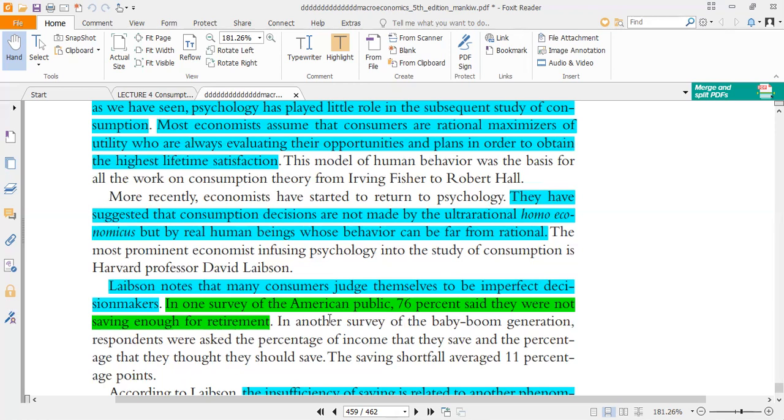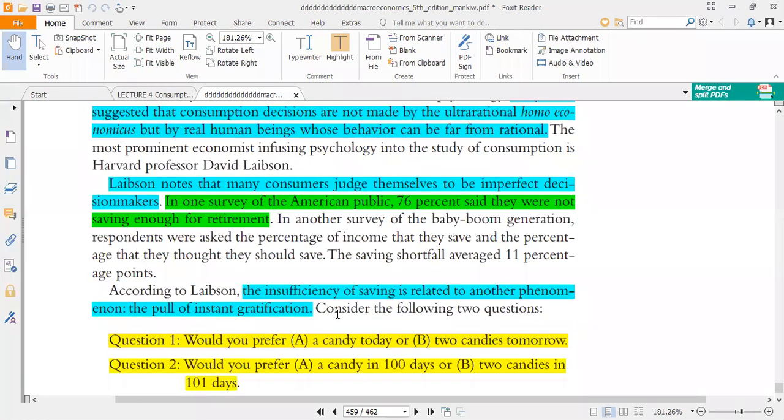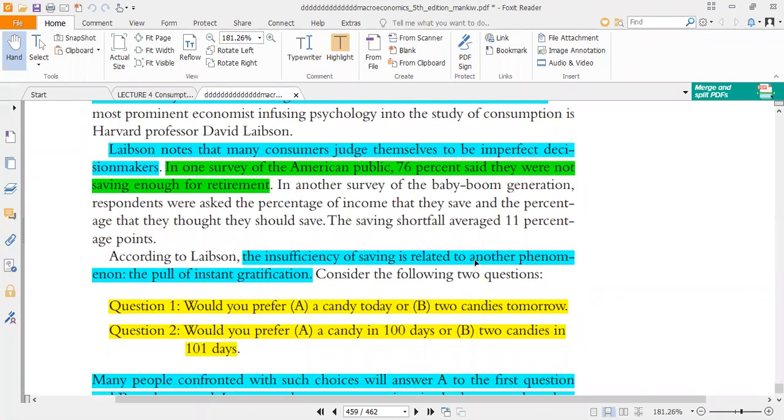It's not just about forward-looking consumers and this Homo economicus thing. It's not always that human beings are rational. So what exactly is happening? This is the phenomenon they call the pull of instant gratification. Instant gratification just means that you prefer your enjoyment today. You don't want to defer it at all. You don't want to push your enjoyment to the future. If we are talking about consumption, then you prefer consumption today to consuming tomorrow. We don't even know what tomorrow brings, so why don't I consume today?